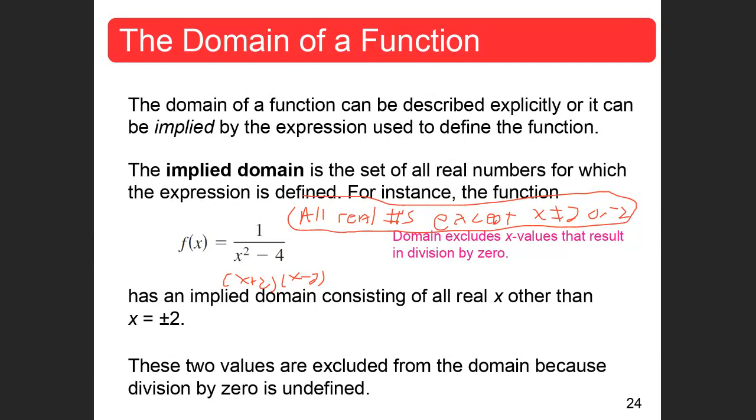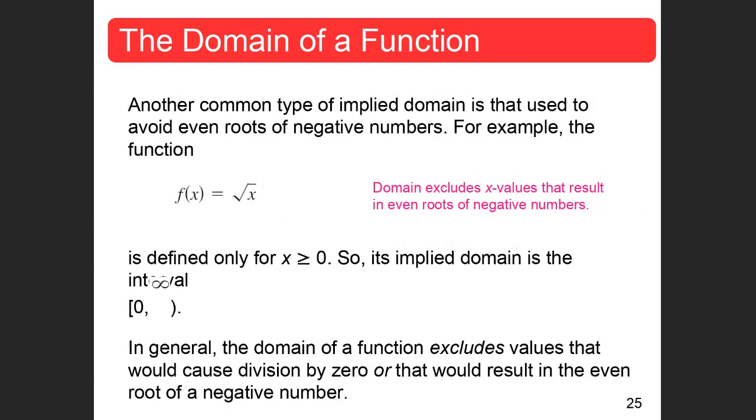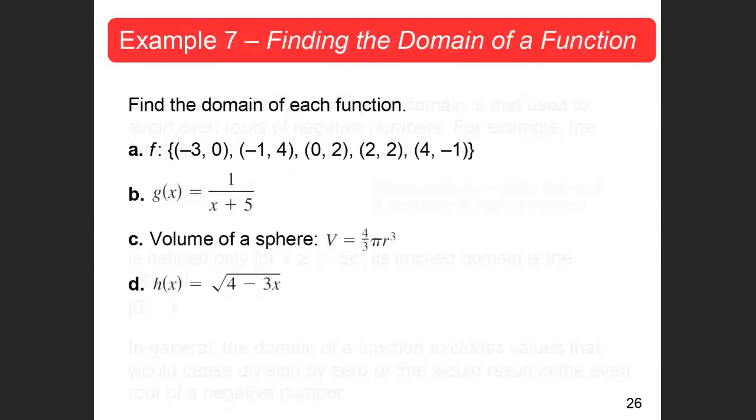All right. How about this one? Square root of x. Well, this is easy. There's not much in there. So x is greater than or equal to 0. Boom. That's my domain. My domain is going to be all real numbers greater than or equal to 0. Okay. That was an easy radical one.